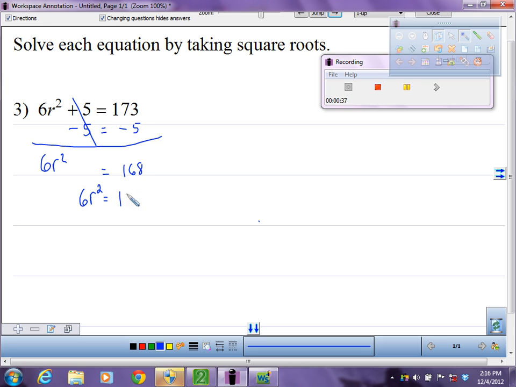After that, now you can actually work with that r squared term. You have a 6 multiplying in front of it. So the inverse of multiplying would be dividing by 6. See that? That leaves you just the r squared because this equals 1 and that's what you wanted, the invisible 1.